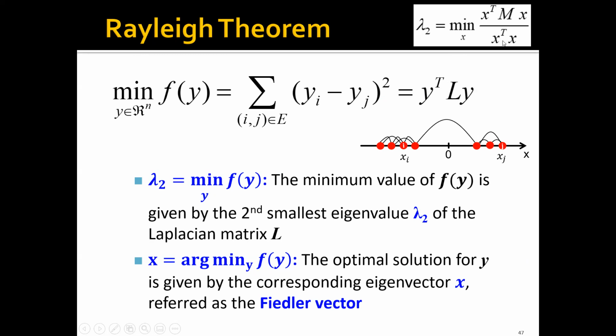Now this is exactly the same as our previous objective function. Remember that since the optimal solution x is a unit vector, x transpose times x is equal to 1, therefore the denominator here can be canceled out. So the minimum value of this objective function f(y) is given by the second smallest eigenvalue, lambda 2, of the Laplacian matrix L. And the optimal solution for y is given by the corresponding eigenvector x. We usually refer to this eigenvector x as the theta vector.